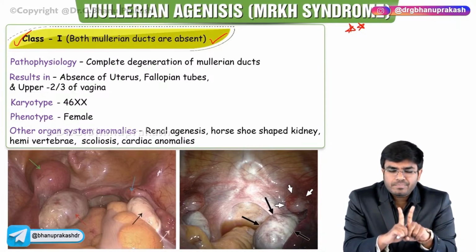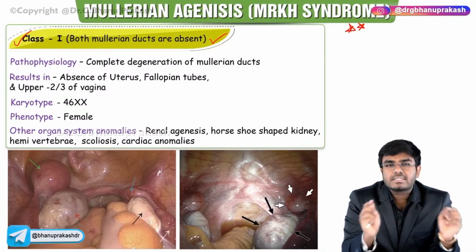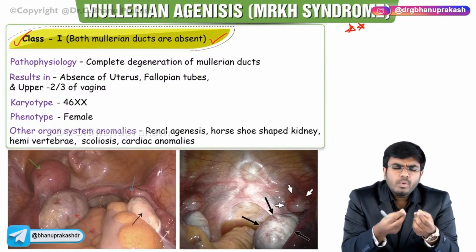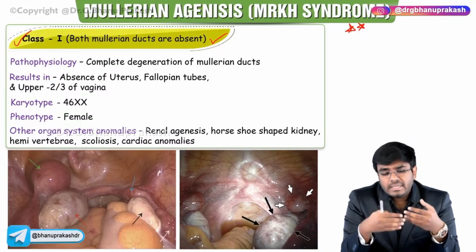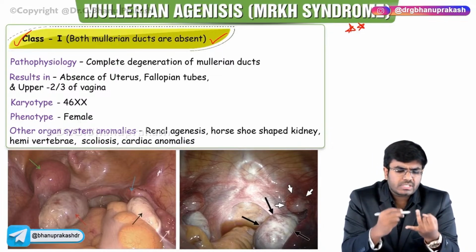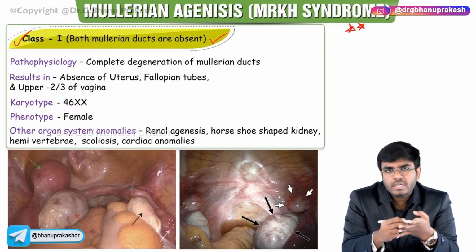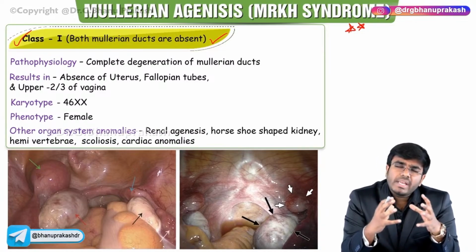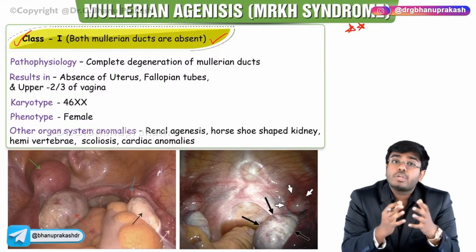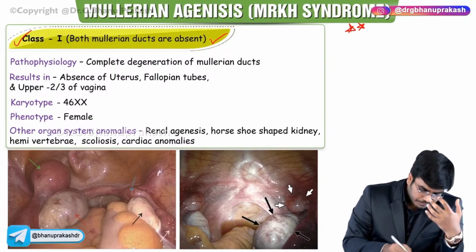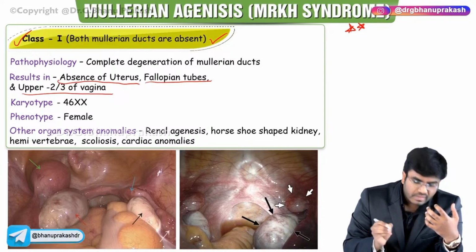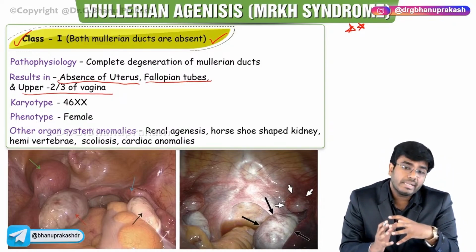Both the Mullerian ducts are absolutely gone. Agenesis. There is no genesis or there is no expression or development of the Mullerian ducts. If the Mullerian ducts are not expressed, the derivatives of the Mullerian ducts are also not there. What are the derivatives of the Mullerian ducts? Uterus, fallopian tubes, cervix and upper two-thirds of the vagina. Do you think that in a female where the Mullerian ducts are totally gone, these structures will be present? Absolutely no. So there is absence of the uterus, fallopian tubes and upper two-thirds of the vagina. These structures are completely absent.